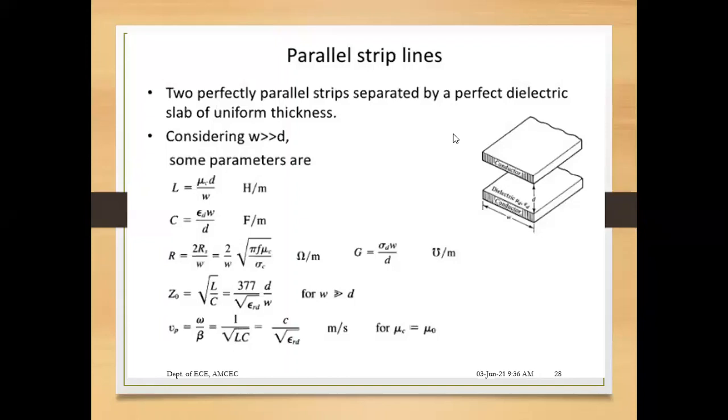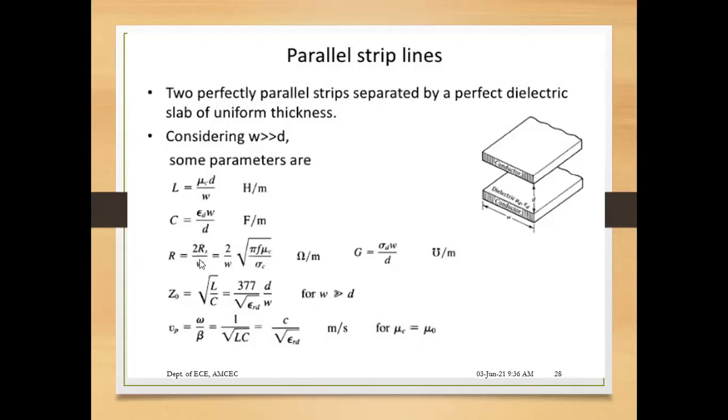So when you write the inductance, the formula for the inductance is mu C into D by W, Henry per meter. Similarly, mu C is nothing but the permeability of the conductor. Next is capacitance, capacitance between the two conducting strips. So whatever you write here, either it is an inductance or a capacitance, it will be in between these two conductors. Similarly, capacitance between the two conducting strips is expressed as C is equal to epsilon D W by D, where epsilon D is the permittivity of the dielectric slab.